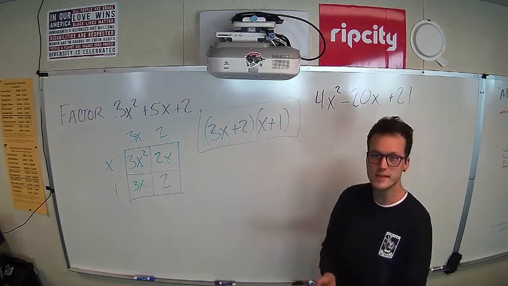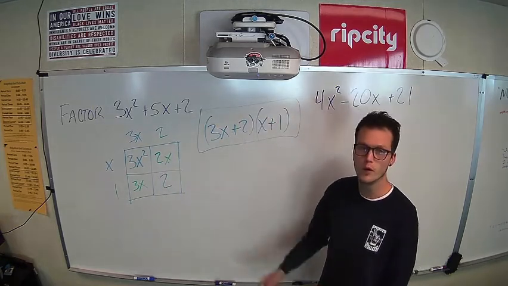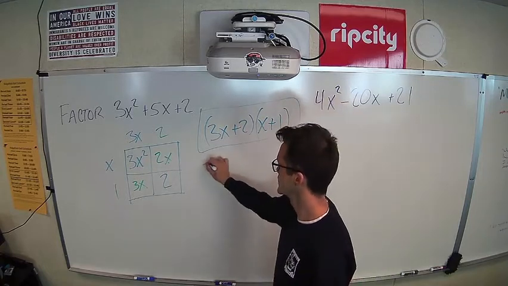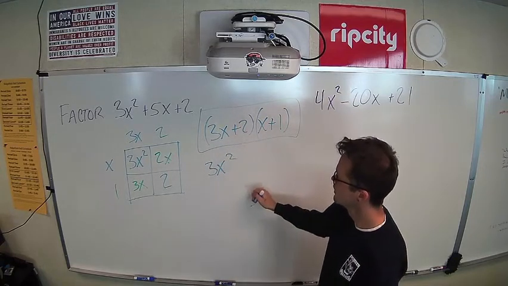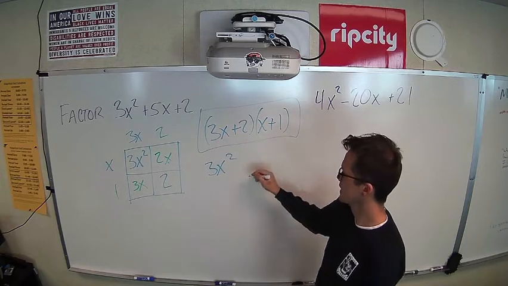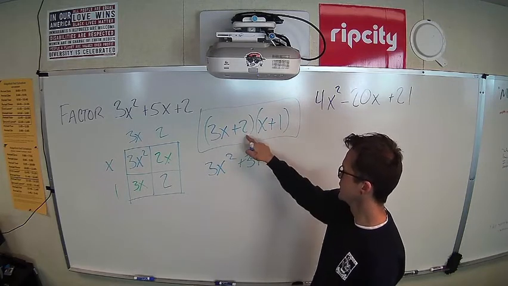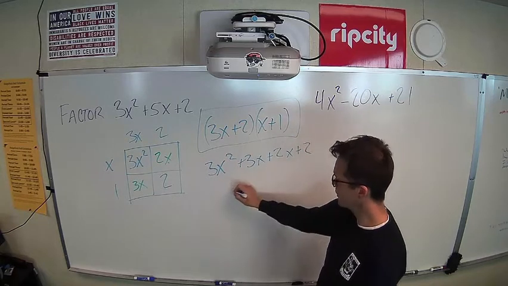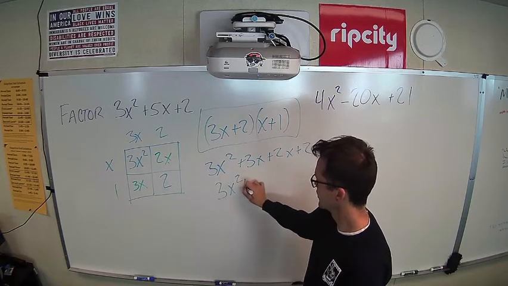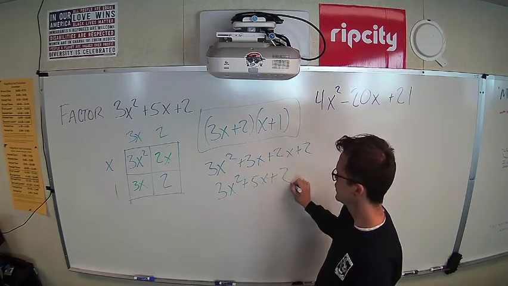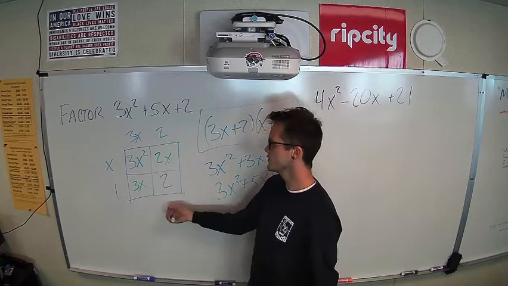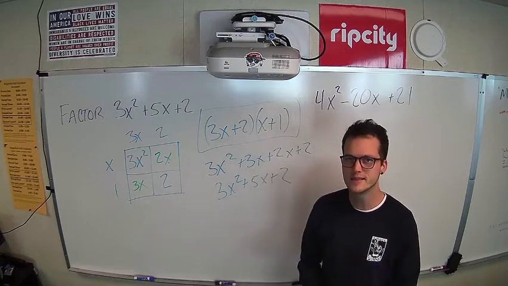If you're not convinced and you want to check the answer, just FOIL this. 3x times x here is 3x squared. The outer terms, 3x times 1. The inner terms, the last terms, combined like terms, 3x squared plus 5x plus 2, boom, that's what we started with.